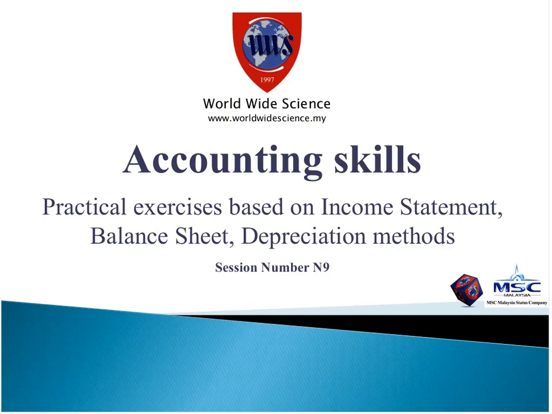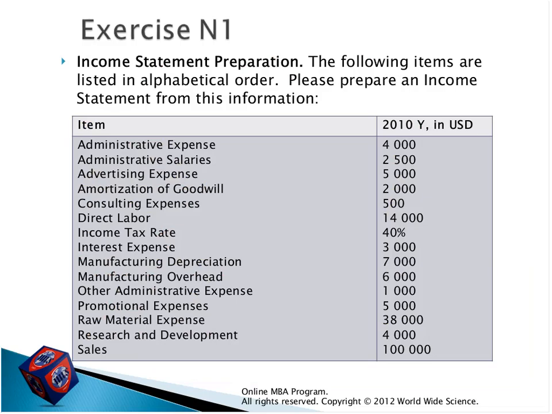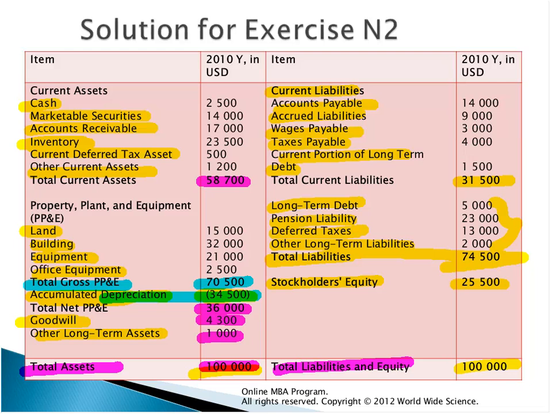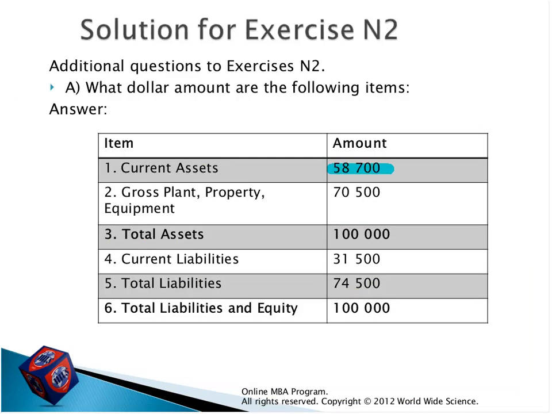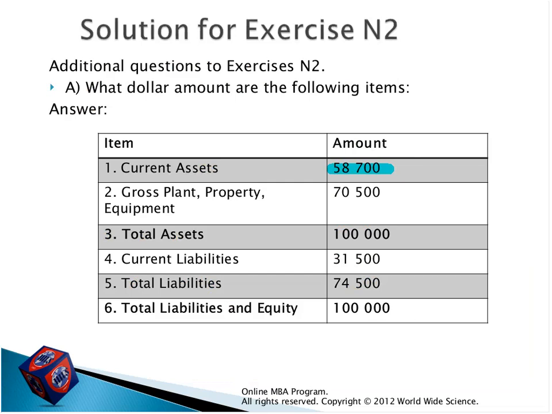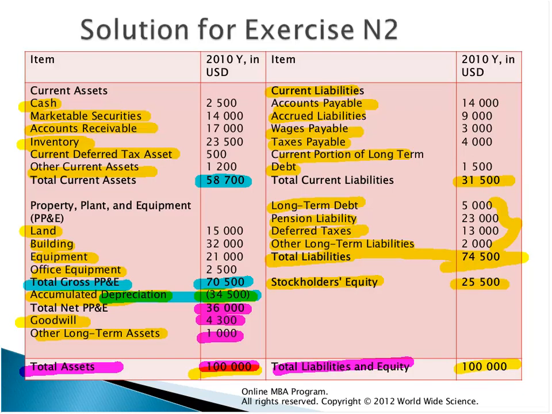Okay, here it is. So the first of the current assets is 58,700, right? We have this amount already. Next one asks to put the gross plant, property and equipment amount, which is 70,500. As it says, just put the gross plant property amount, which is not net. We must put the gross amount, okay? Which is without deduction of depreciation charges, and it's equal to 70,500. Here is this amount, 70,500.